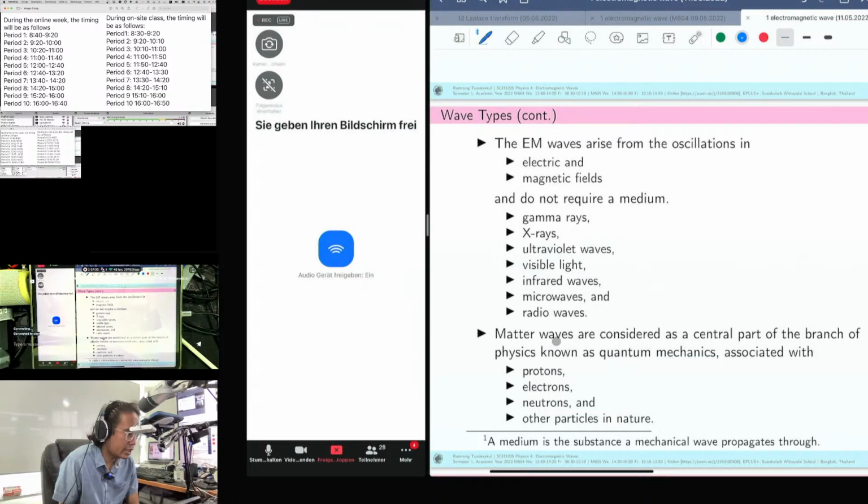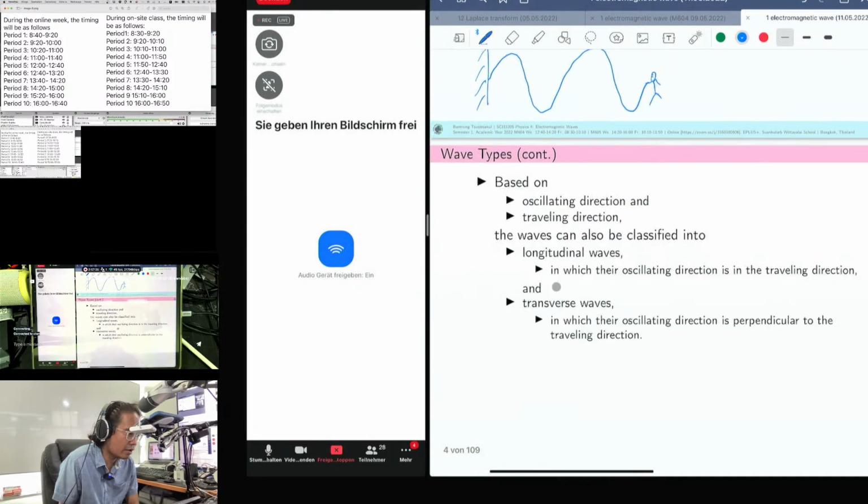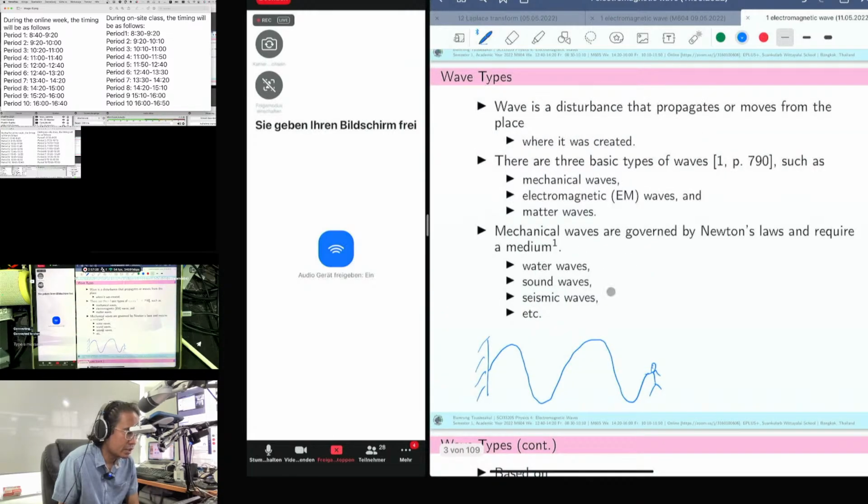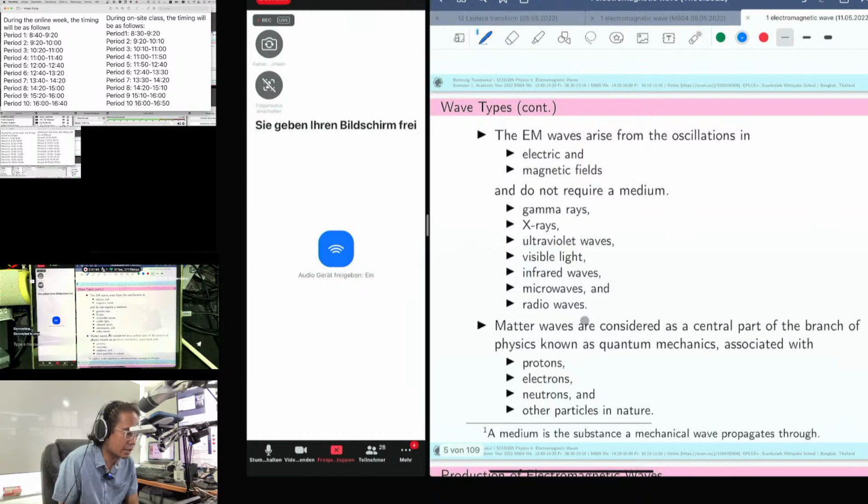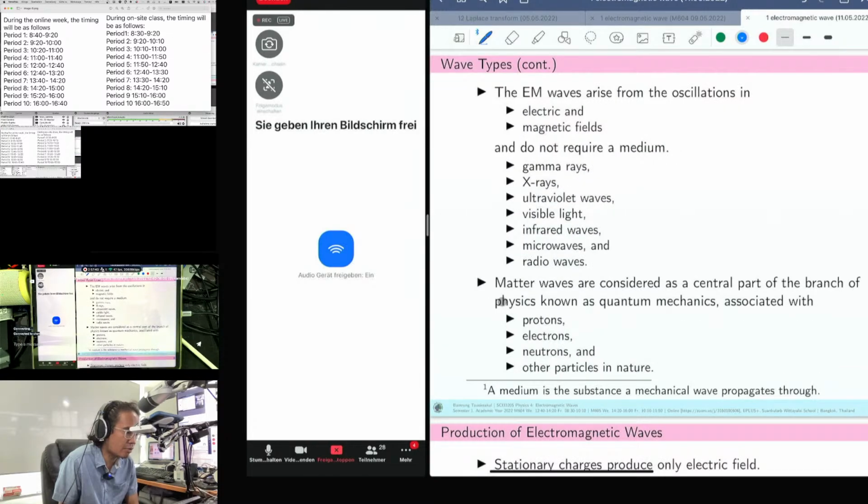Matter wave. The last type of wave here is something about the central part of physics, and it's known in the field of quantum mechanics. I think in the next semester, we're going to see something about quantum mechanics. And matter waves take place due to protons, electrons, neutrons, and other tiny particles in nature. What else?